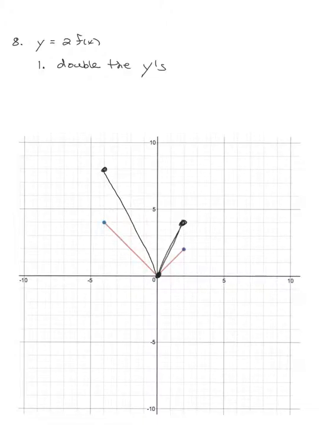Notice that the shape of the graph is similar, but this one's stretched. So multiplication and division will either stretch or shrink your graph, versus the previous questions where it was addition and subtraction. That moved the graph left, right, up, or down.